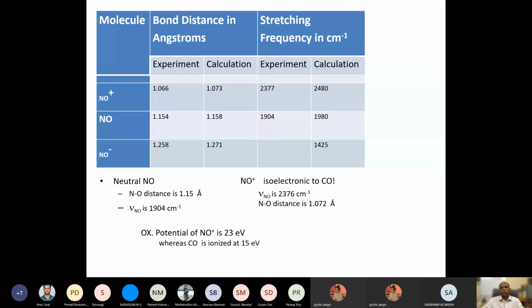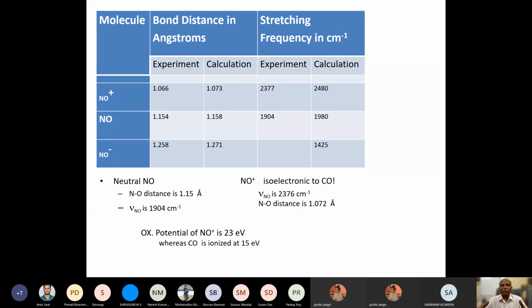Now, let me briefly tell you something about the electronic structure that you have for NO plus, NO, and NO minus. What I would suggest is that I go through this slide and then start skipping slides. NO plus, if what we have been saying is correct, should have a shorter bond distance. NO had one electron in the pi star orbital. So the bond order between nitrogen and oxygen would be 2.5.